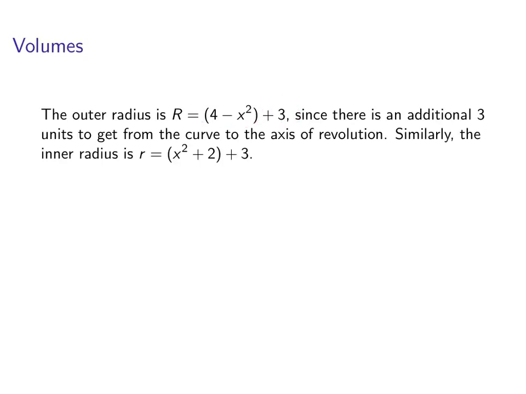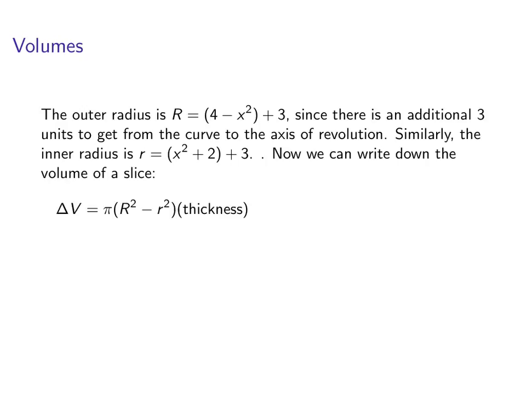And in a similar way, the inner radius is x squared plus 2 plus 3. So this right here is the curve that defines the lower bounding portion of that region, and so that gives you the inner radius. All right, we can now write down the volume of a slice. Delta V, remember how this works, pi times big R squared minus little r squared times thickness. So we plug all these in, so big R is 7 minus x squared, little r is x squared plus 5. We put those in our formula for the delta V and we get this expression.